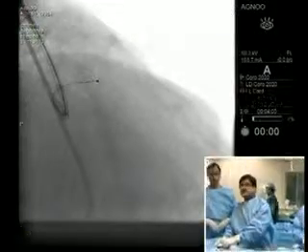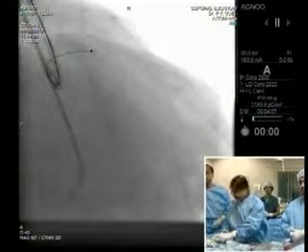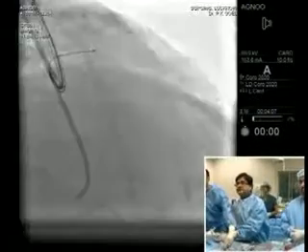So this is both femoral because the radial pulse was not good, for some reason, since the last angiogram. Can I just have a test, please?